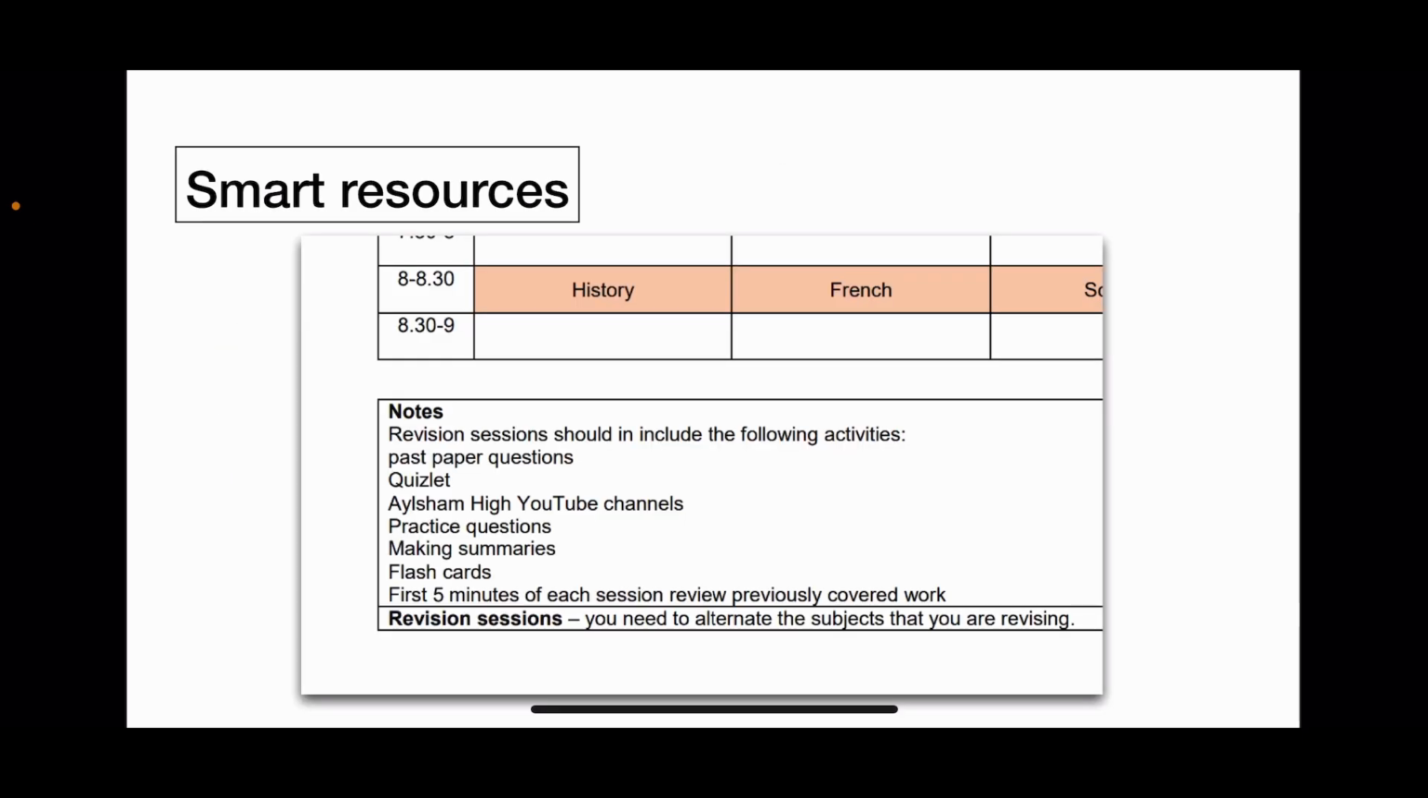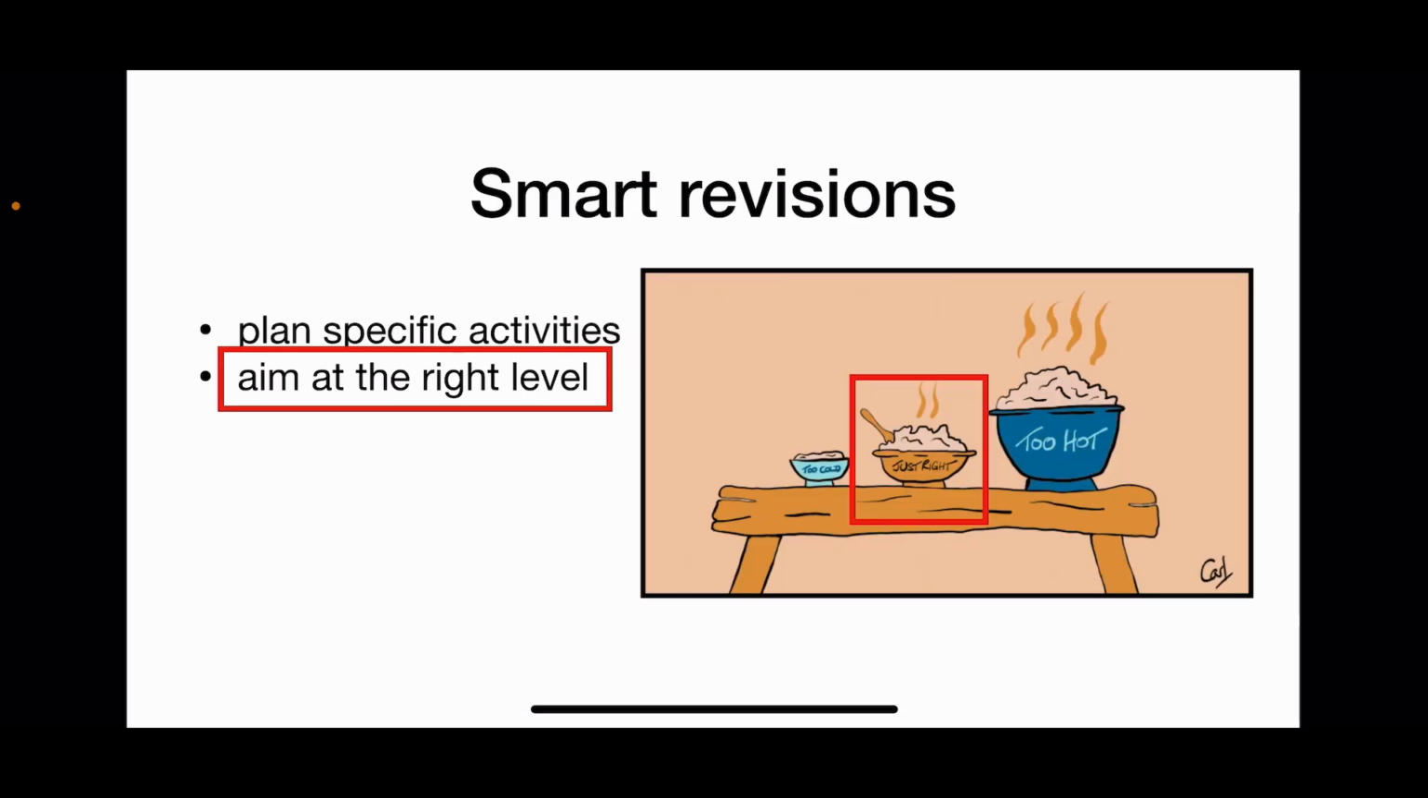Aim at the right level. We have used this metaphor before, which is the Goldilocks metaphor. The first bowl of porridge was too hot, then the second one was too cold, and the third one was just right. And this is the same for the difficulty of your work and your revision. It shouldn't be too hard, it shouldn't be too easy. You should challenge yourself just enough so that you can complete tasks without feeling demotivated. Please ask your teachers for guidance.